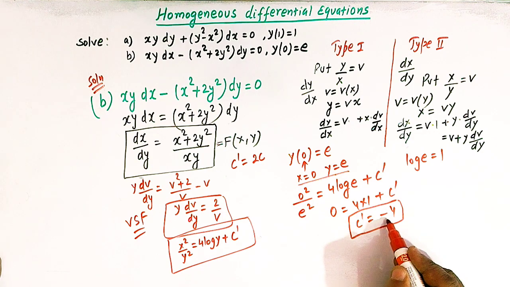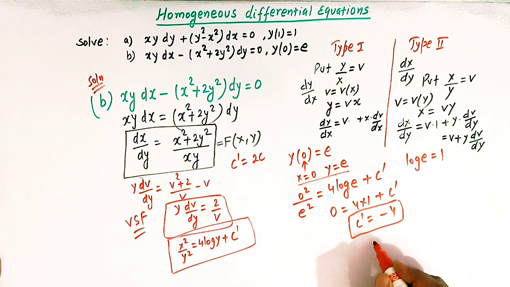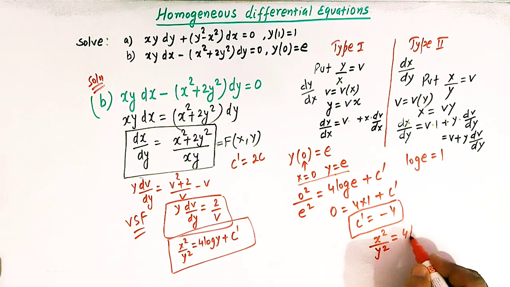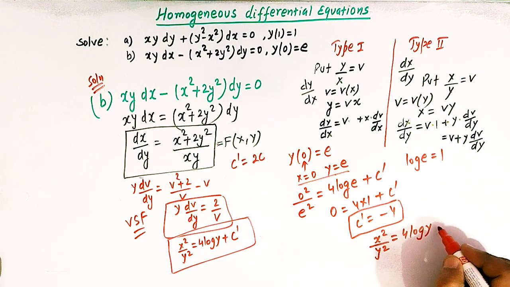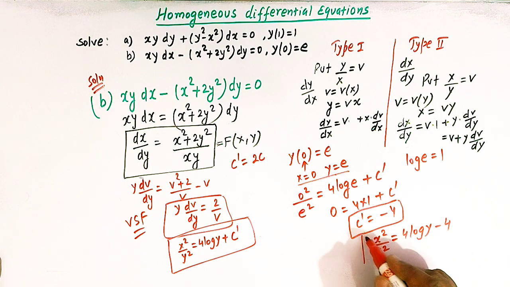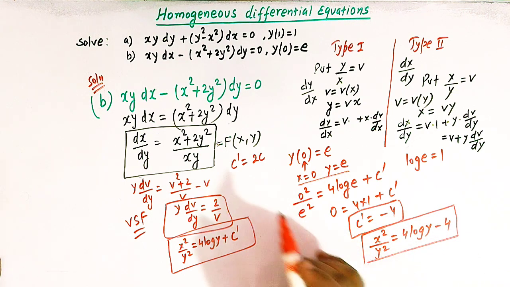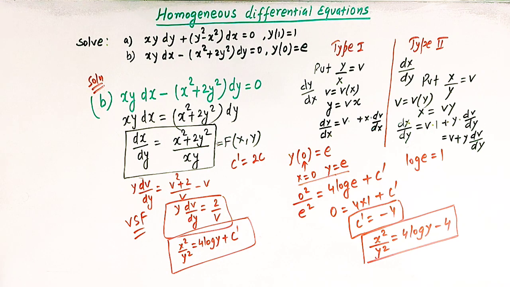So substituting this value in this equation, we have x square over y square is equal to 4 times log of y minus 4, which is the particular solution of this differential equation.